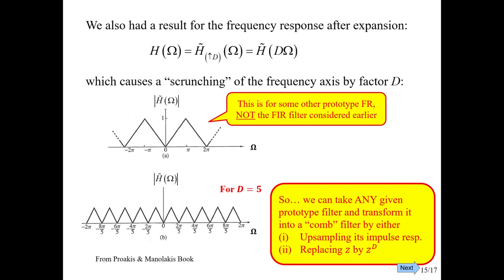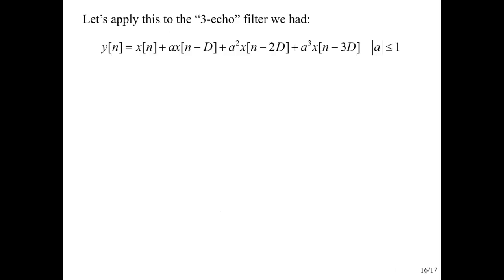And we can think of that comification as consisting of two equivalent ideas. We either upsample its impulse response, meaning we stuff D-1 zeros in between every existing sample, or equivalently in the transfer function, we take the Z and replace it by Z to the D. Either way, they both do the same thing. In fact, when you do one, you've done the other one. And that's how we go from some prototype filter to a comified version of that.